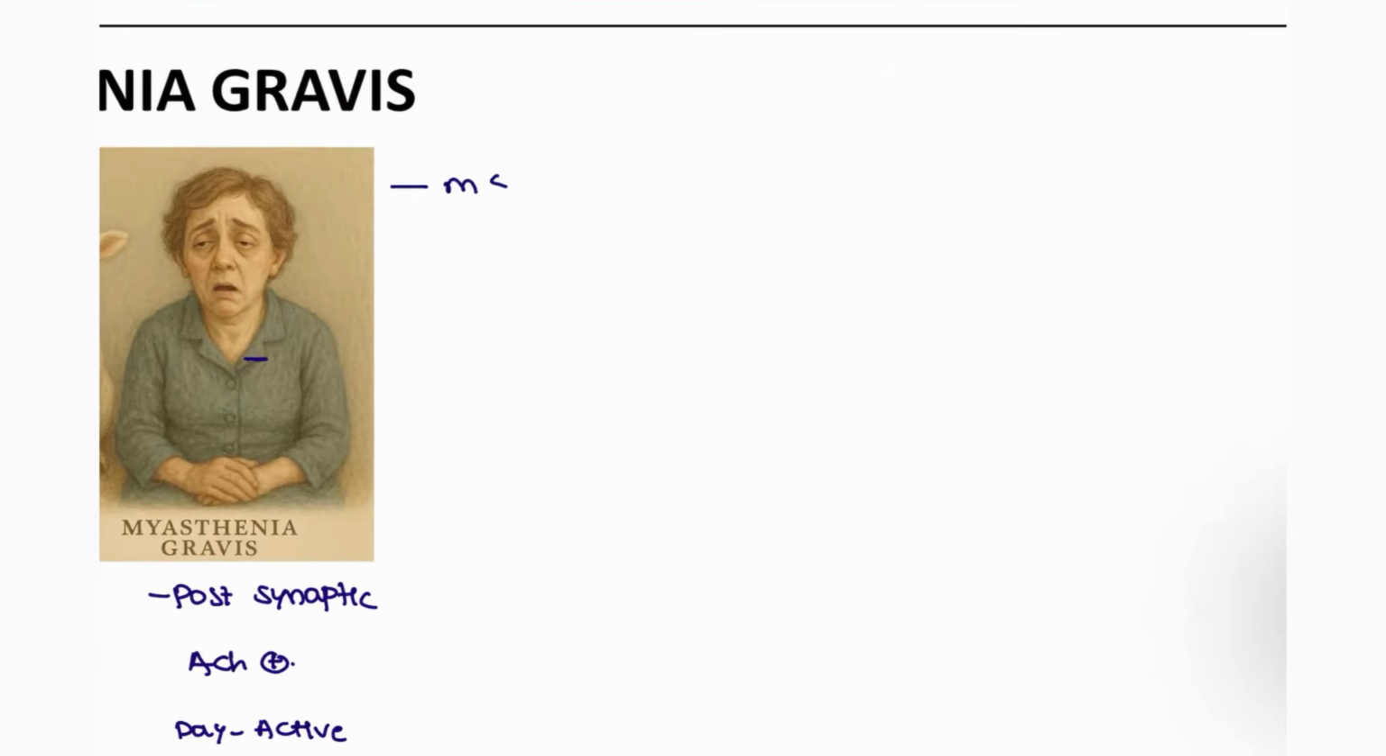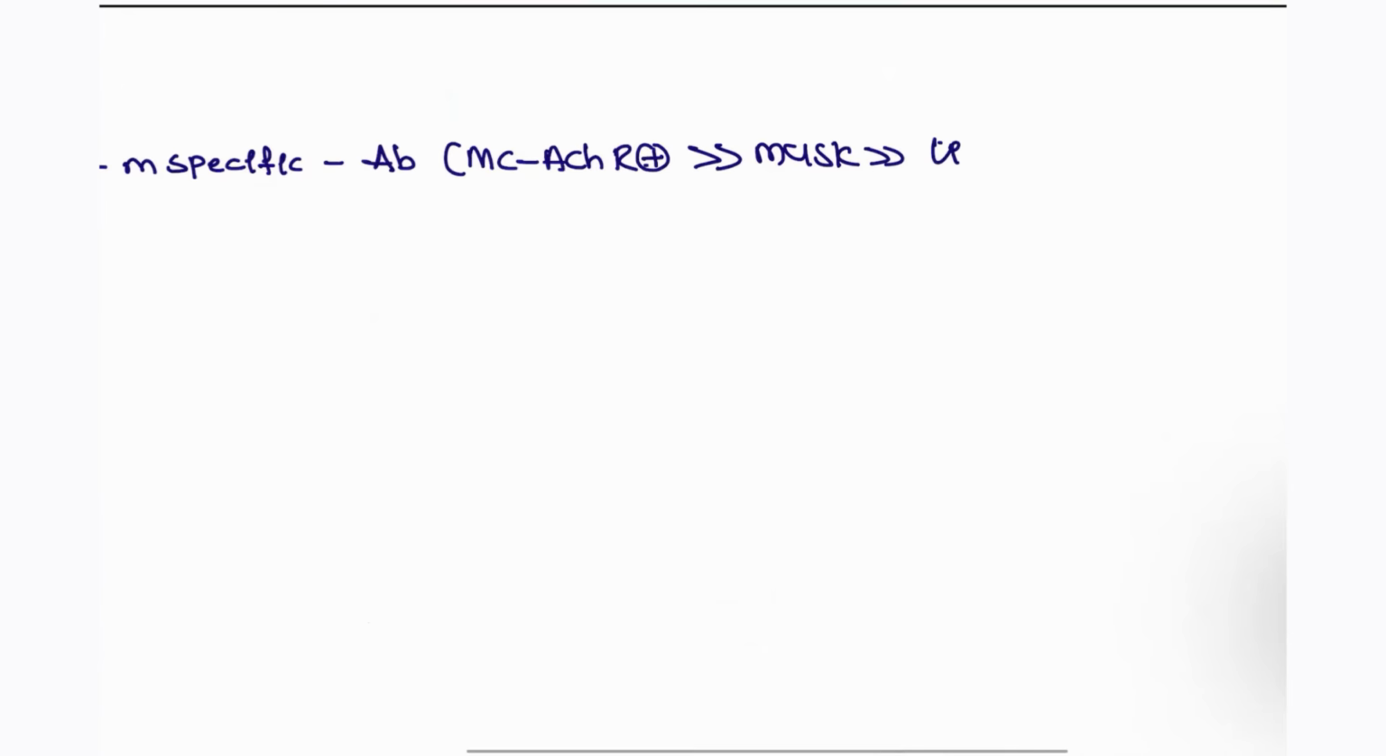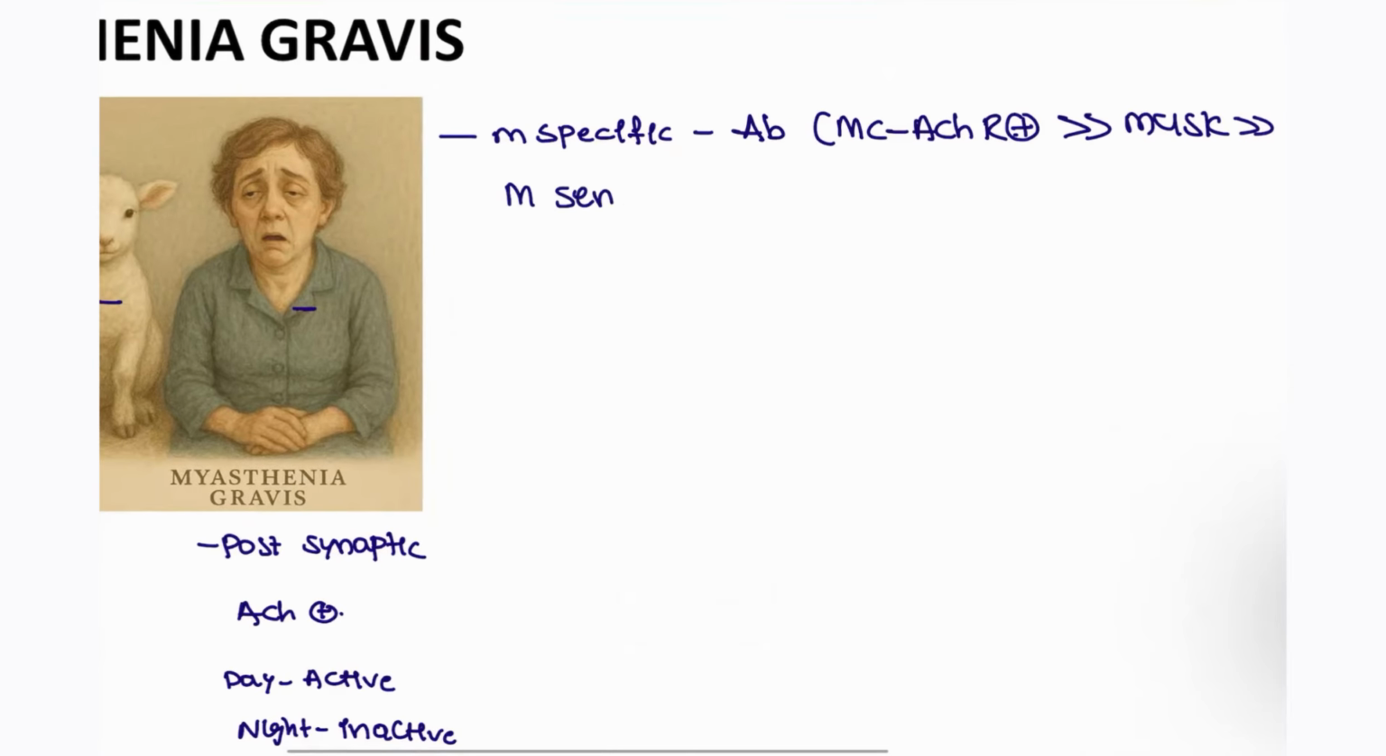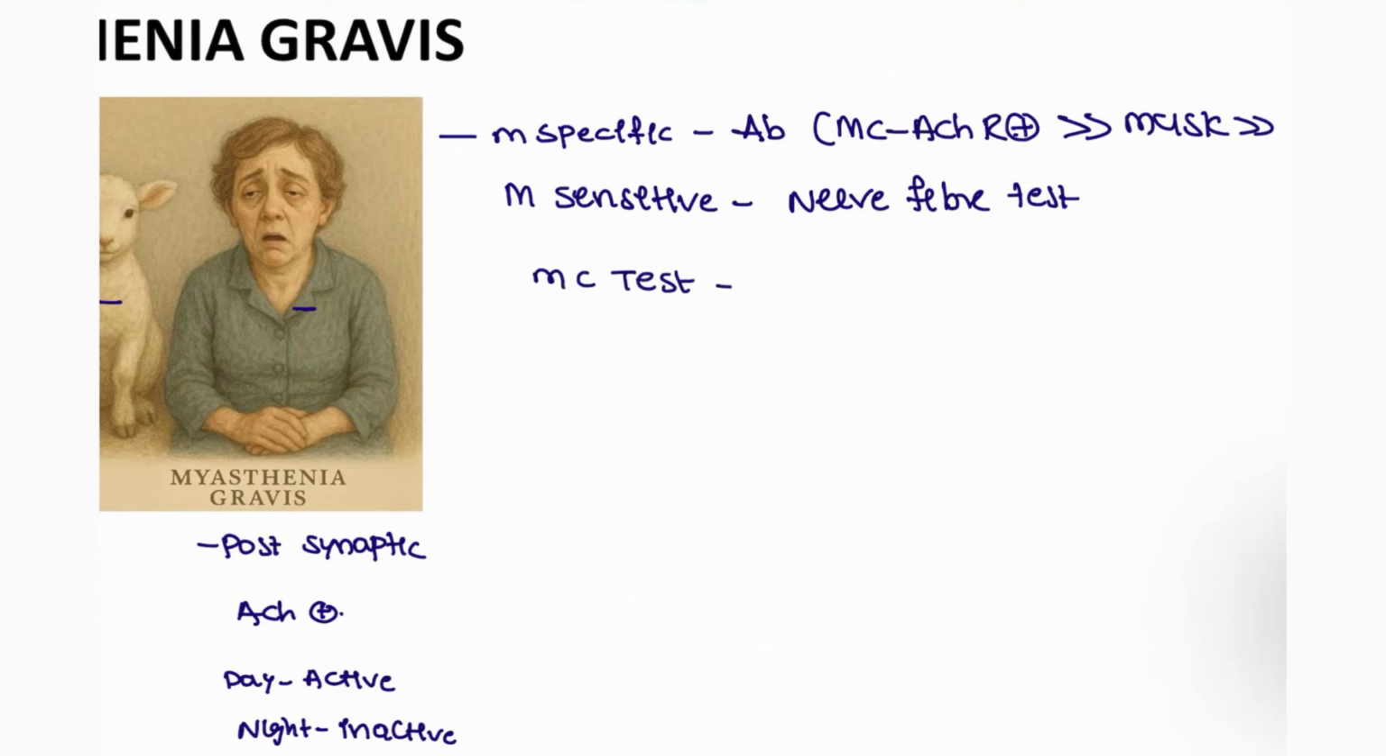Most specific test: the most specific test is antibodies. In that, the most common is acetylcholine receptor antibody positive. After that, MuSK receptors, and other than that, you are also going to see lipoprotein receptors positive. This is the most specific. The most sensitive is the nerve fiber test. The most common test that we are going to do is also the nerve fiber test only. That is the test we perform in this patient.